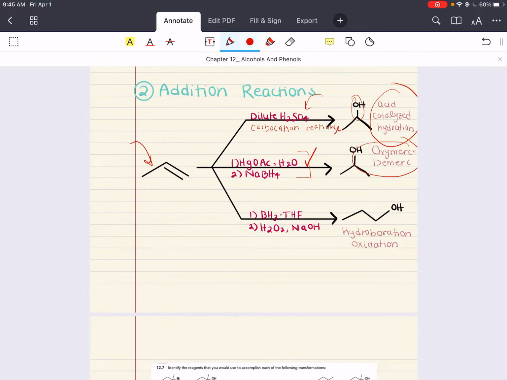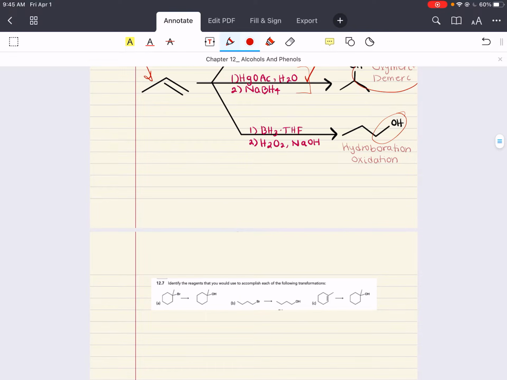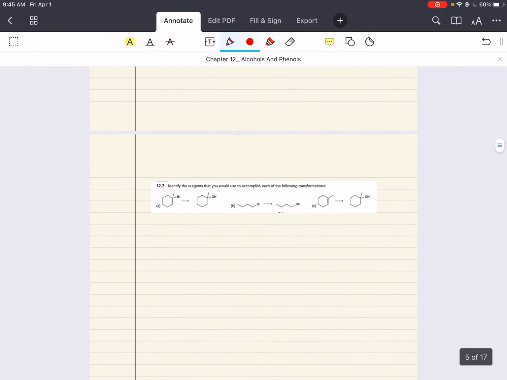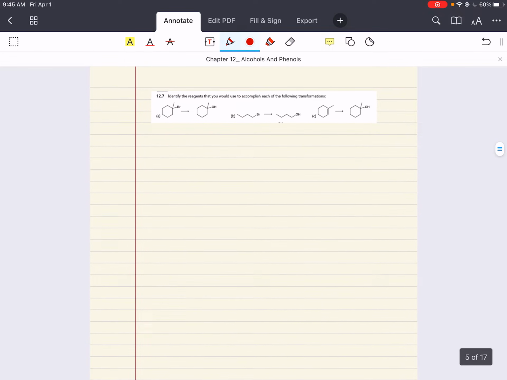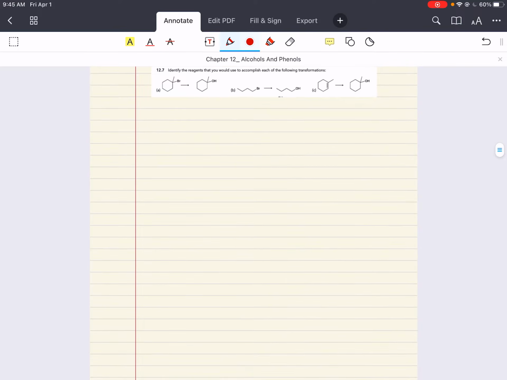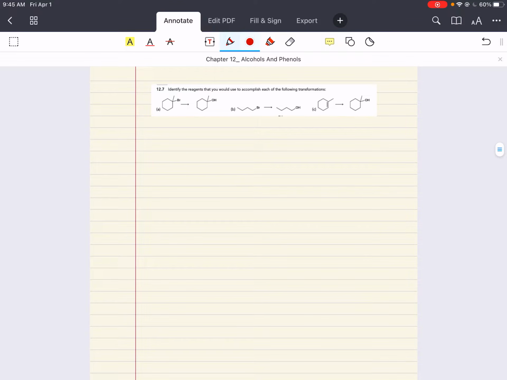Now, hydroboration-oxidation, while still adding an alcohol group and a hydrogen to a double bond, occurs through anti-Markovnikov addition of water. So your alcohol group will go to your least substituted position, all right, while your hydrogen goes to the more substituted position. So these are all important things to keep in mind in regards to preparing alcohols using addition reactions. All right, with that being said, let's do a few practice problems really quickly.